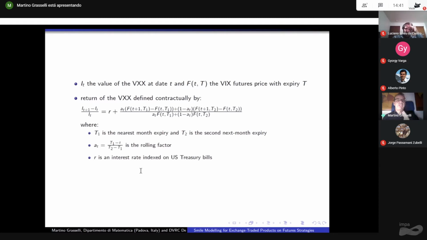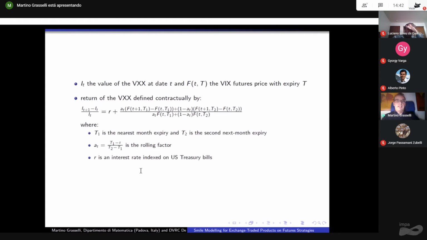In discrete time, the return of the VXX is related, as you see in the numerator on the right-hand side, to a position involving two coefficients, A1 and A2. So a convex combination involving the returns of the two futures according to the maturities T1 and T2. So the definition of the return of VXX involves a nonlinear expression of the first and second futures.